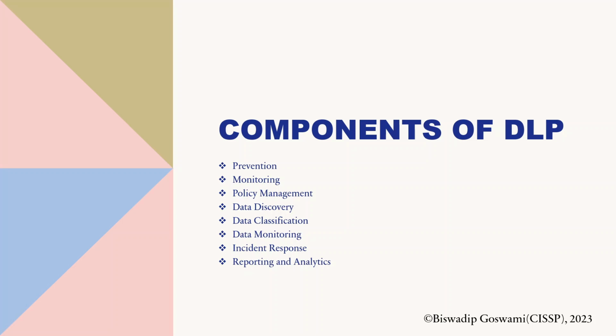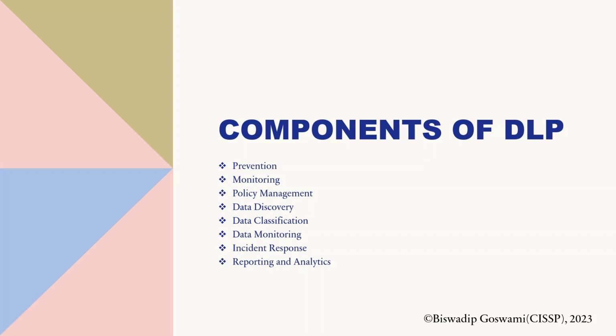Data classification: this component involves categorizing data based on its sensitivity levels. This can include identifying PII or personally identifiable information, financial data, intellectual property, and other type of sensitive data. Data classification can be automated based on policy rules or can be done manually by users.